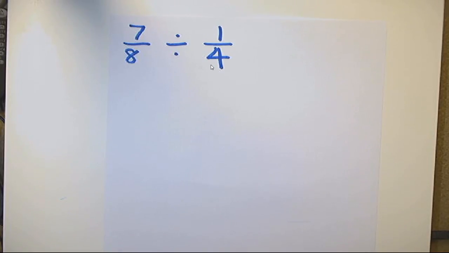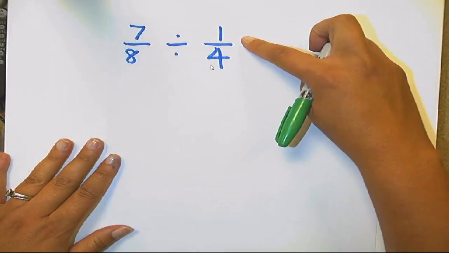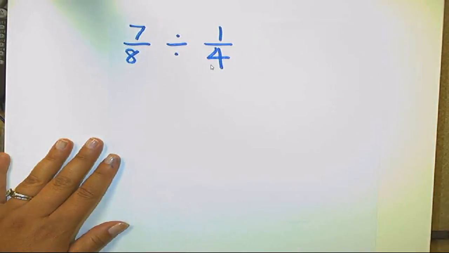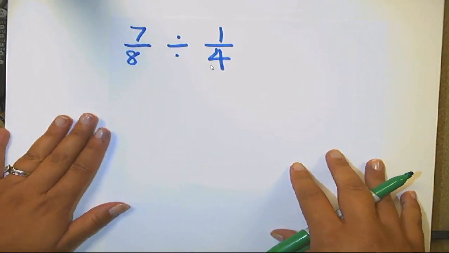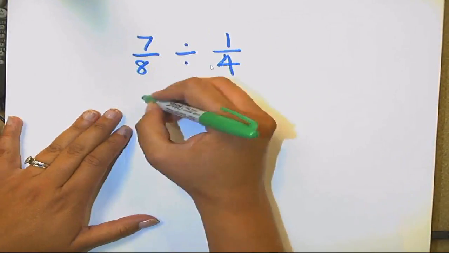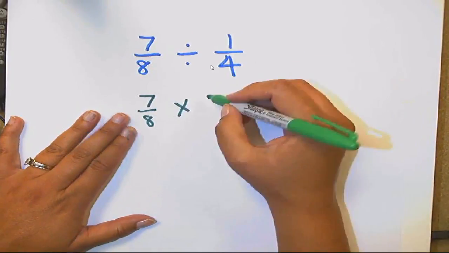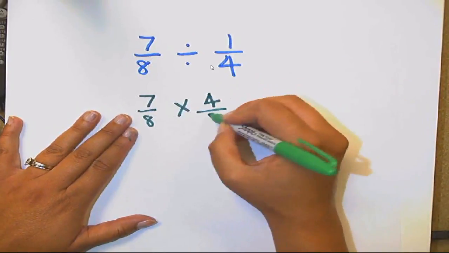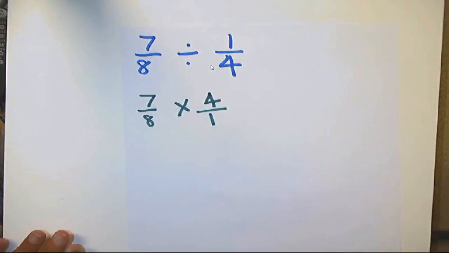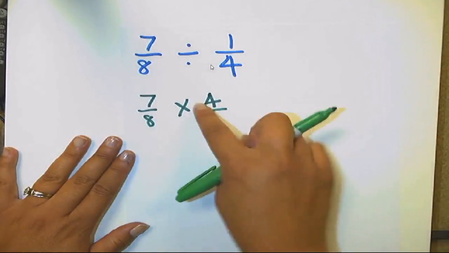Fractions like this with no whole numbers involved, then what you do is you flip the second fraction and then multiply straight across. So with this one, we're going to take 7/8. We're going to multiply it by 1. And then we just multiply our numerators and our denominators. So 7 times 4.